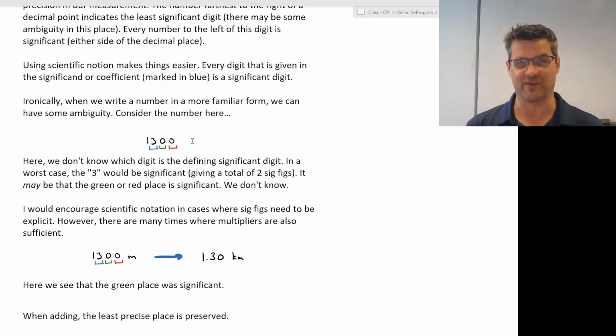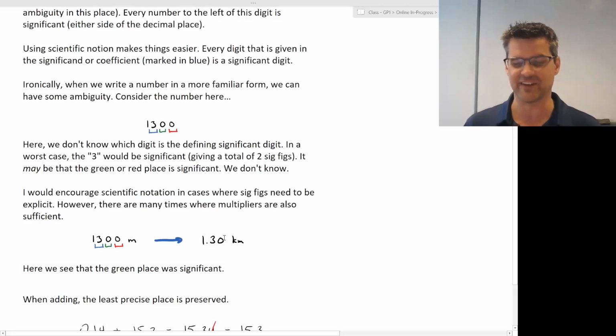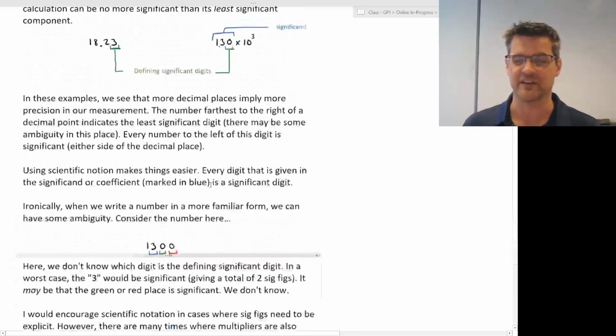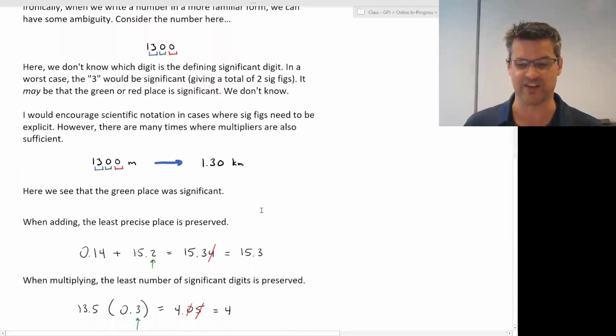So oftentimes what you would want to do is use a combination of multipliers or scientific notation to relieve that ambiguity. So say this 1300 was 1300 meters. If I was to write it in kilometers, then all of a sudden I can see it was this 0 that was significant. The green one is the one that I was keeping the significance on. I don't know anything about what's going on with red. The red one was just a placeholder because of the way that I wrote it down. It works the same way as it did in scientific notation, which is kind of nice.